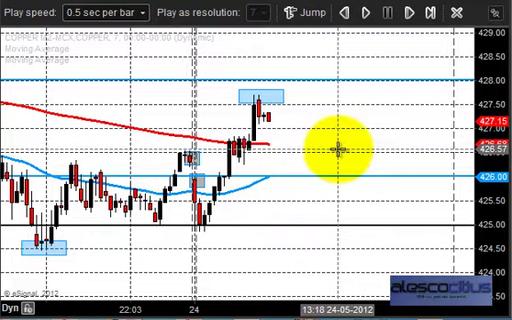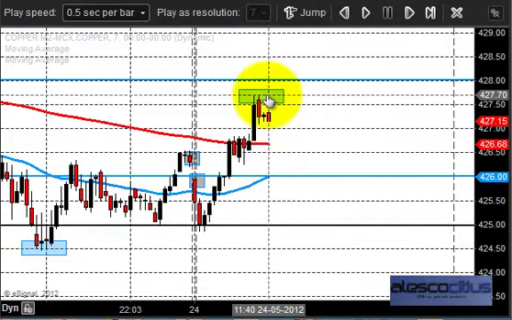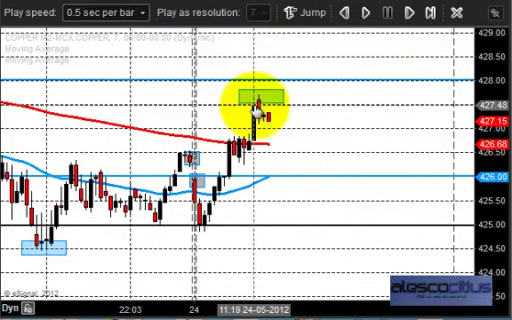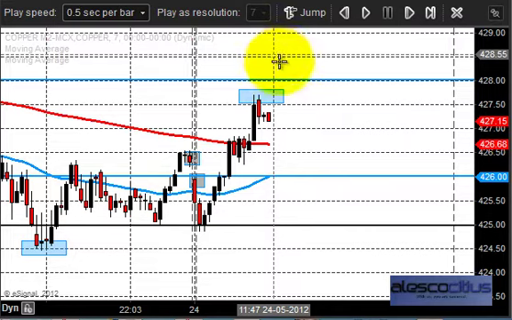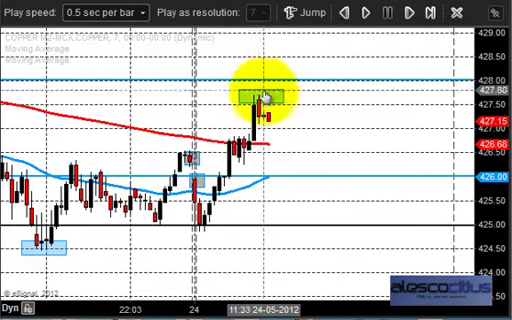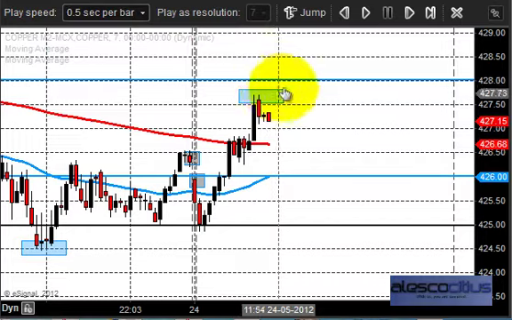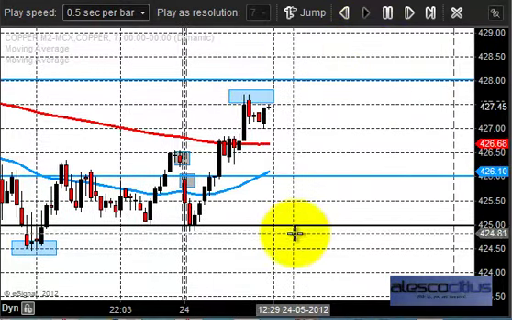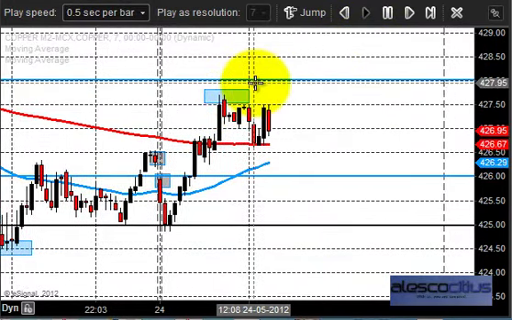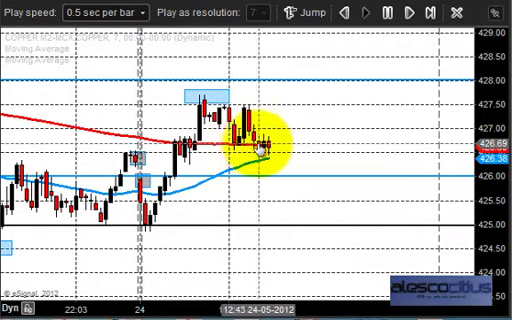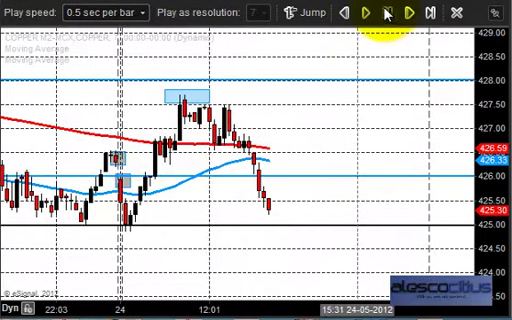So now it is up to the price to decide whether it is going to break this 428 to give a clear price direction for buyers, or it is going to find some resistance and it is going to be a failure. Let us see what happened after that. So after testing this 428 resistance, you can see the market is struggling to break this 428.